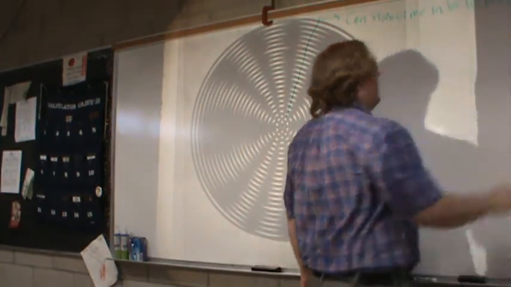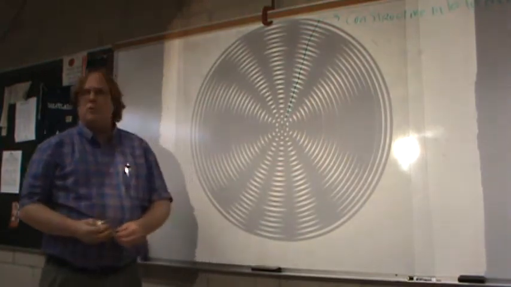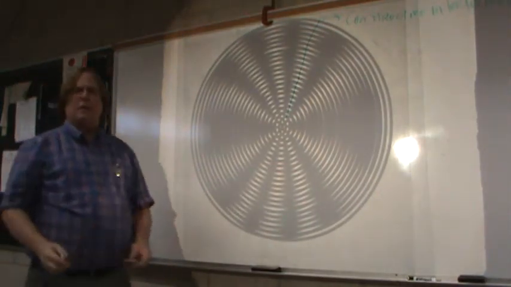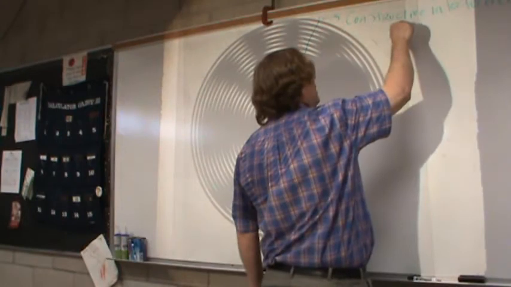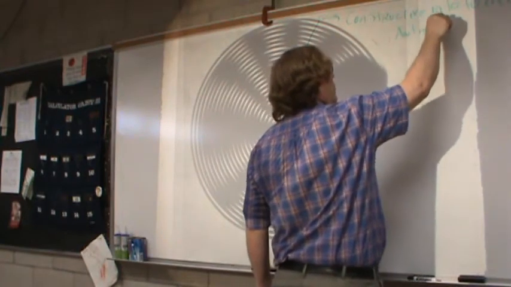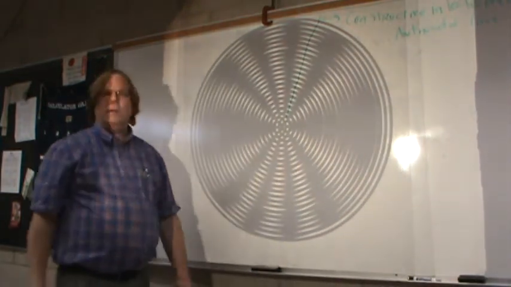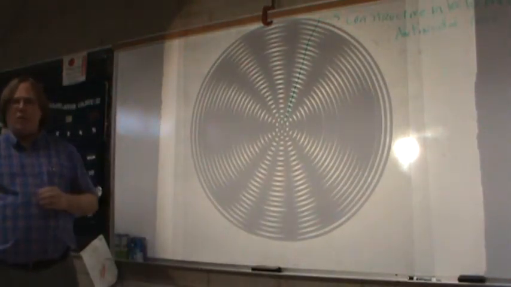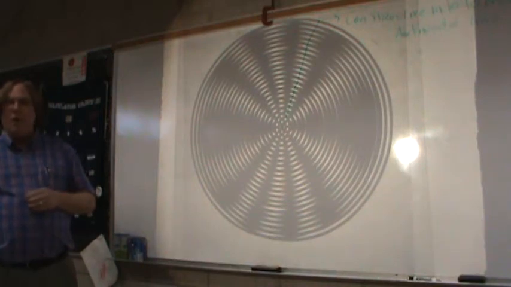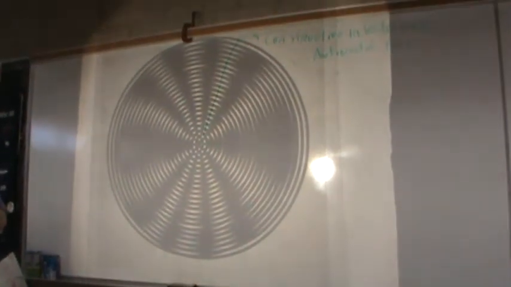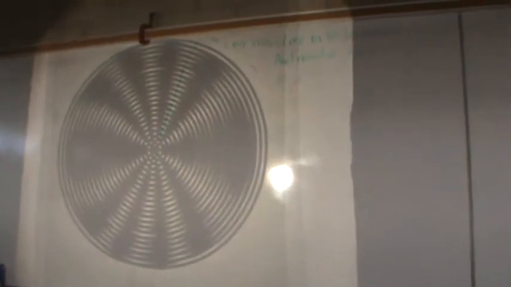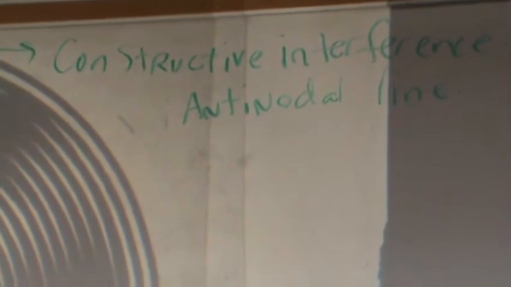And because it's a line of constructive interference, it gets a special name. It's called an antinodal line. It's called antinodal because a node or a nodal line is a place of minimal energy or minimal motion. But here you're getting maximum. You're getting maximum volume, maximum motion. It's constructive interference, maximum amplitude.